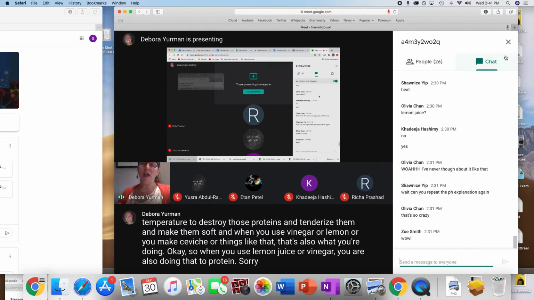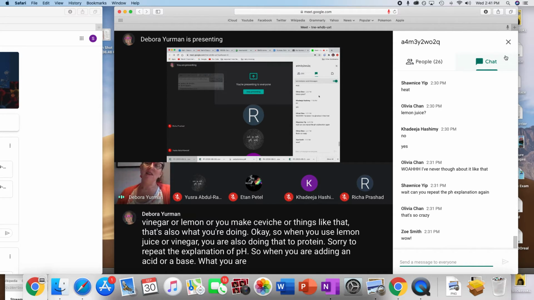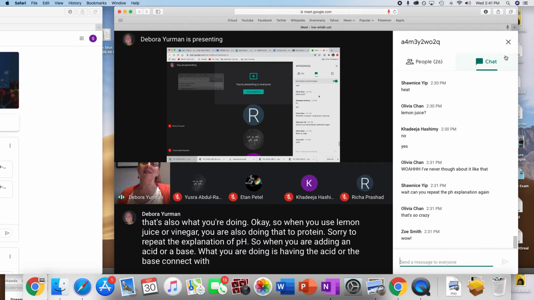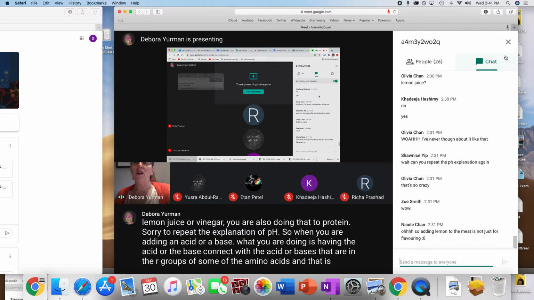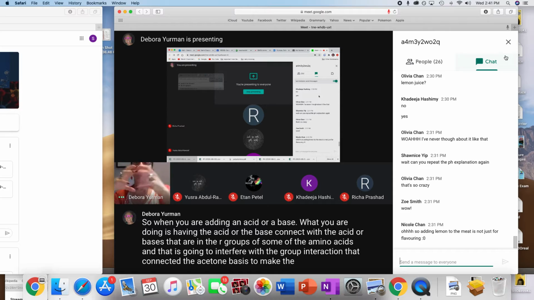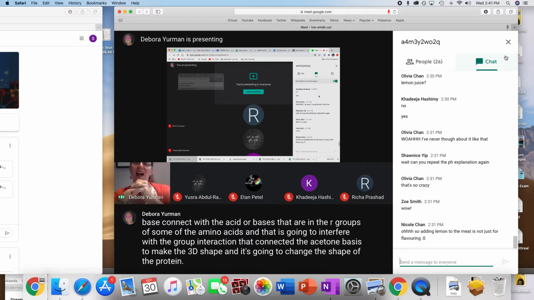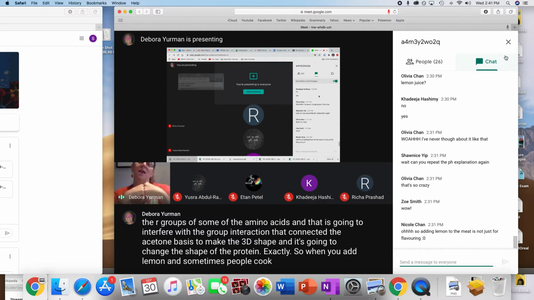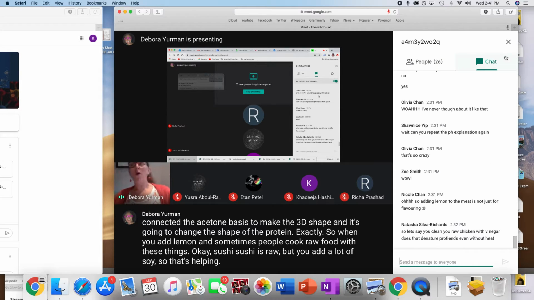To repeat the explanation of pH: when you are adding an acid or a base, you have the acid or base connect with the acids and bases that are in the R groups of some of the amino acids. And that is going to interfere with the R group interaction that connected the acids and bases to make the 3D shape, and it's going to change the shape of the protein. Exactly. So when you add lemon, sometimes people cook raw food with these things. Okay, sushi is raw, but you add a lot of soy, so that's helping sort of cook.